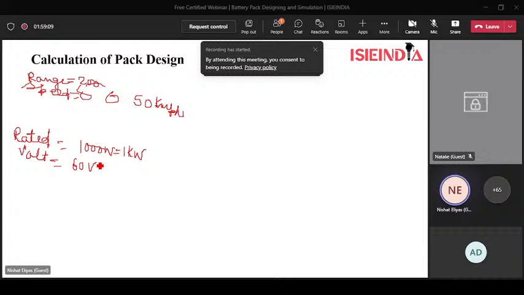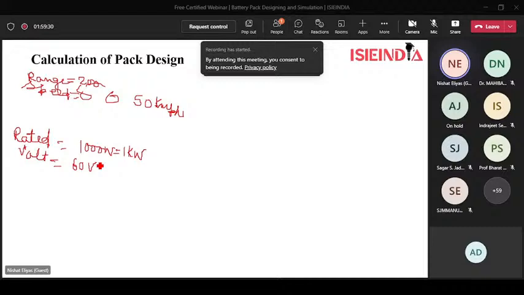There are various parameters which are considered while designing a battery pack, like the motor power, voltage, the gross weight on the vehicle when it is in operation, the friction force it will be facing, and the drag force it will be facing. But for a simpler demonstration, we are considering here only the range, that is 200 kilometers.